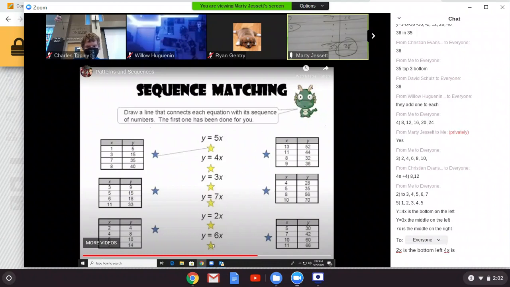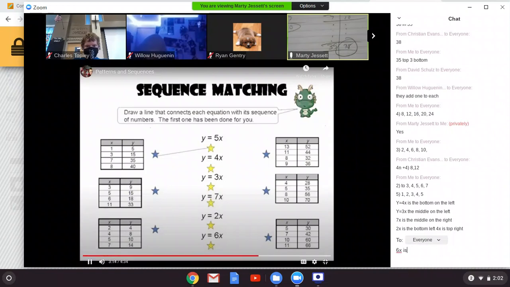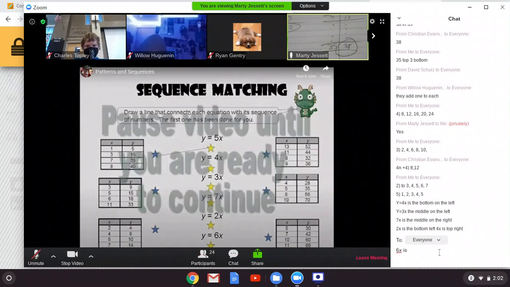The middle one on the right is y equals 7x, and the one over here on the bottom right is y equals 6x. Okay, let's go on to the next. And the first one has been done for you.